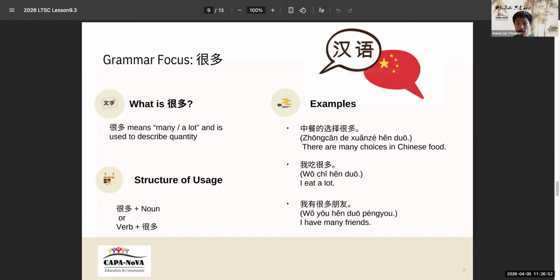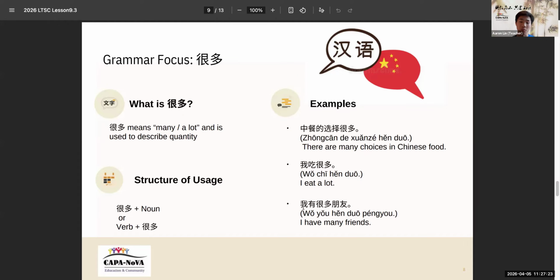中餐的选择很多. This one means there are many choices in Chinese food. Here, the 很多 is used to describe your choices, your 选择, so it comes after the 选择, and it says many choices. And then here, I guess it should be 吃得很多. 吃得很多 means you eat a lot. 很多 follows your 吃, the verb eat, so you therefore eat a lot.